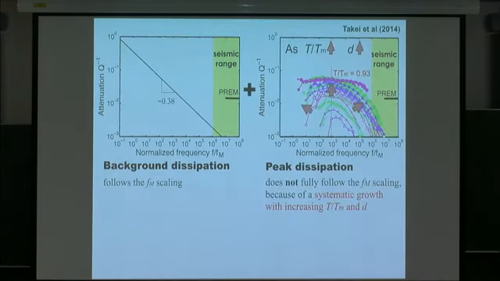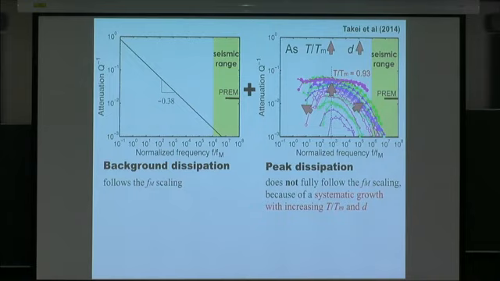So we understood that the background dissipation follows the Maxwell frequency scaling, but the peak dissipation does not fully follow it because of a systematic growth of the peak with increasing homologous temperature and increasing grain size. In the seismic range, background is very small and the peak becomes dominant.